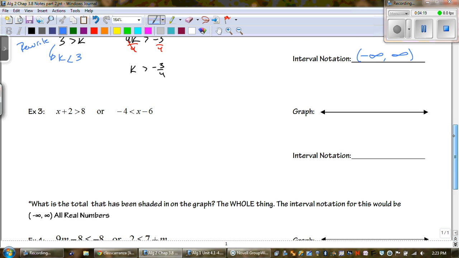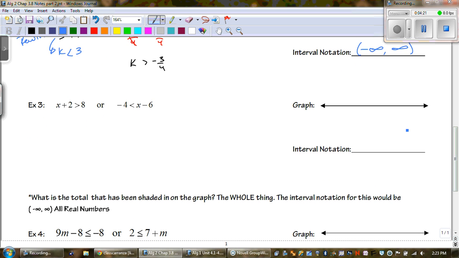All right, this part right here, I'm sorry, should have gone with that right there. So what is the total area that's being shaded? It's the whole thing. The interval notation would be negative infinity to positive infinity, or all real numbers work.